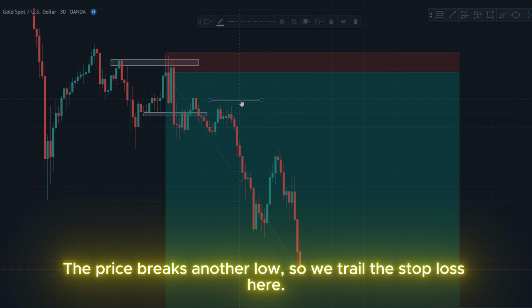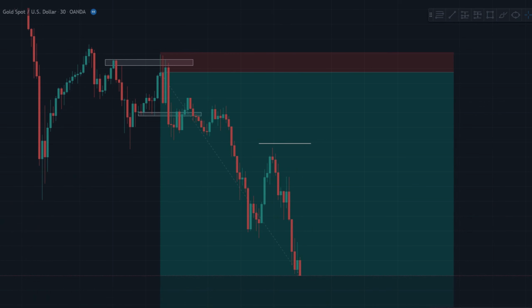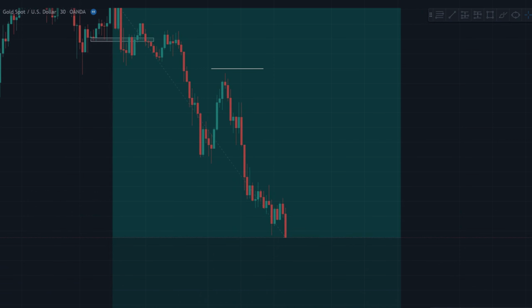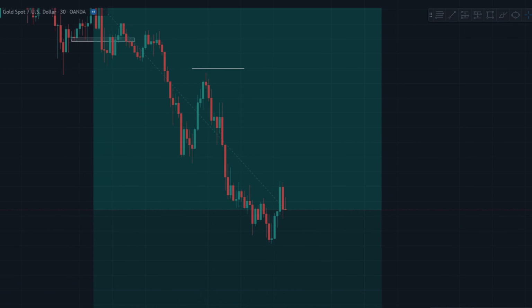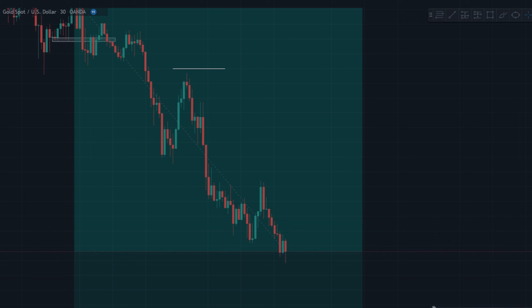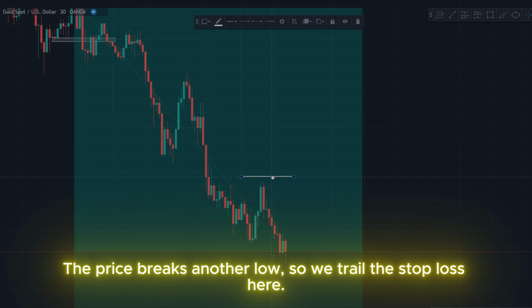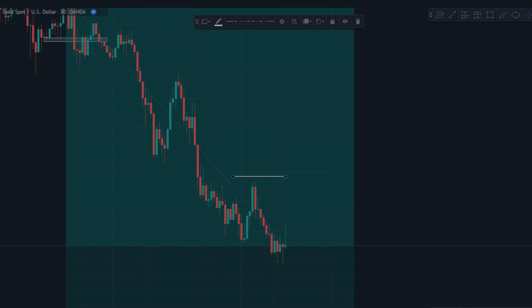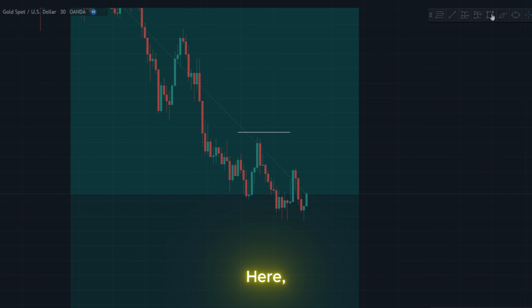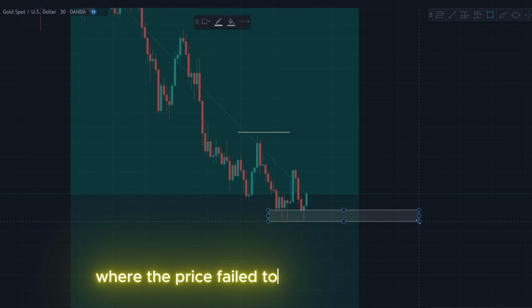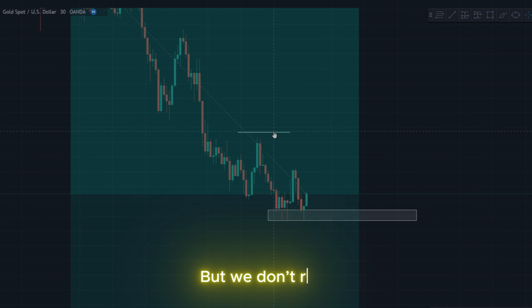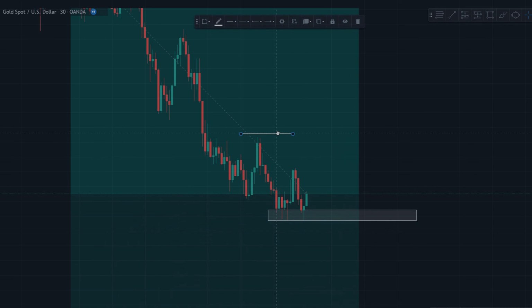The price breaks another low, so we trail the stop loss here. The price breaks another low, so we trail the stop loss here. Here, there's a price zone where the price failed to break through twice. Pay attention to this price zone, but we don't rush to trail the stop loss here. Let's keep it here for now.